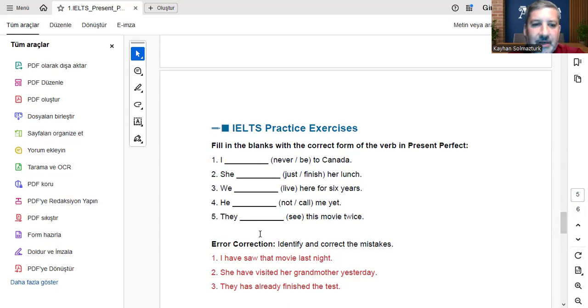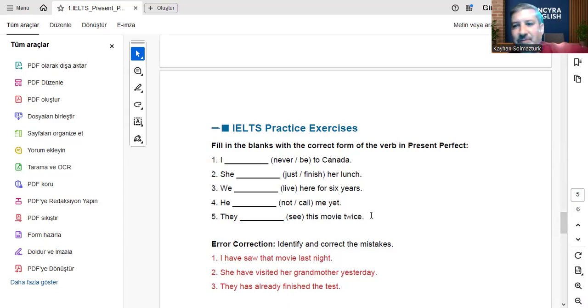All right. The correct answer is they have seen this movie twice. Okay. They have seen this movie twice. So it's about experience. It could be either experience or a fact. Okay. It could be both. So they have seen this movie twice. So be careful.